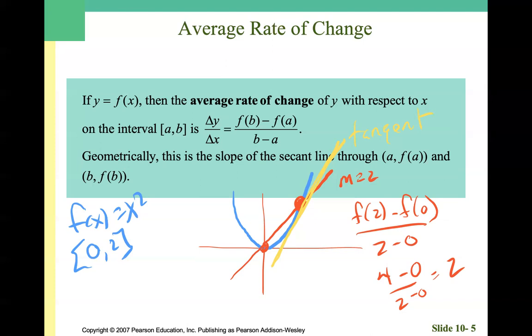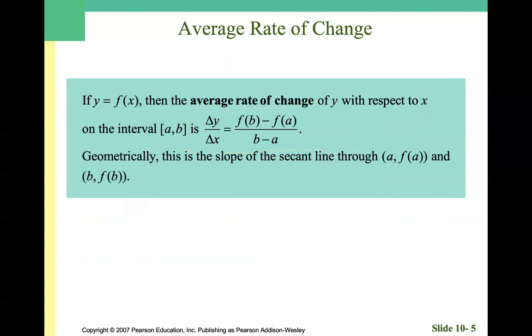And I know you can't read the word tangent very well. I'm sorry, yellow doesn't show up very well on the green there. But we're going to look at how we can get to that tangent line, and it's going to involve limits. But keep in mind, it's still going to involve this slope formula. That's slope. That's nothing new. We're going to use it in a different way, but it's still the slope formula.